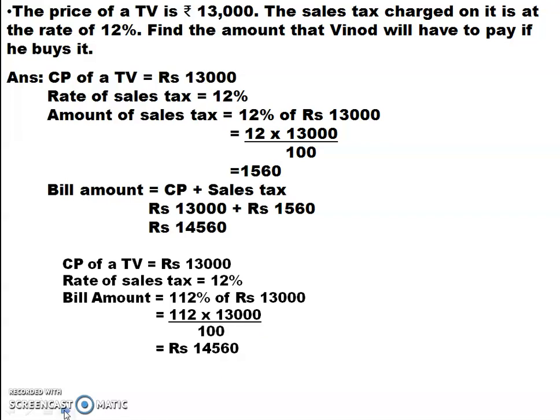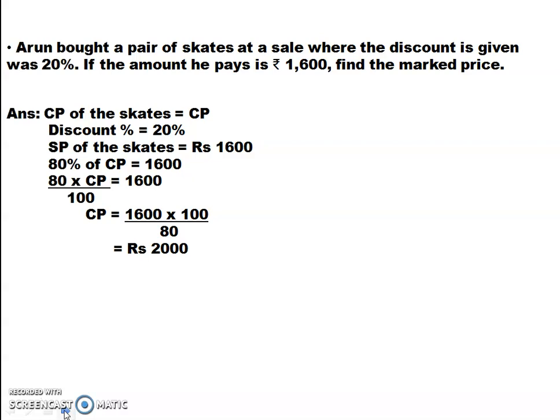Next. Arun bought a pair of skates at a sale where the discount given was 20%. If the amount he pays is rupees 1,600, find the marked price. Now listen children, is this question about discount or sales tax? The question is about discount. That means you should follow the method of percentage decrease.